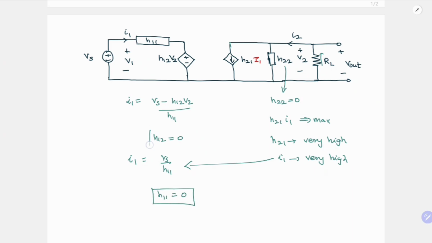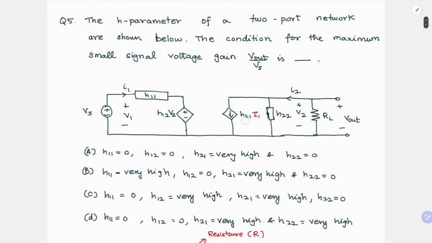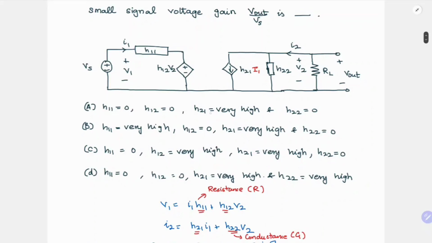So now we got all 4 parameters. Your H22 is 0 and your H21 is very high. Now let us go back. So the other three are 0 and only your H21 is very high, right? So your option A is the right answer.